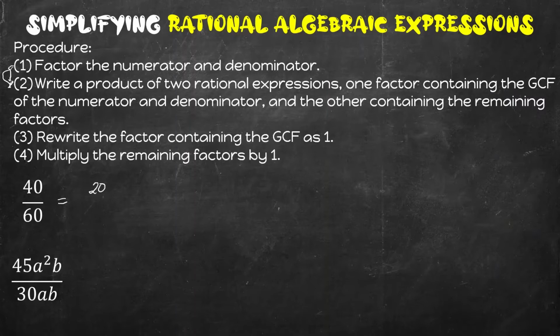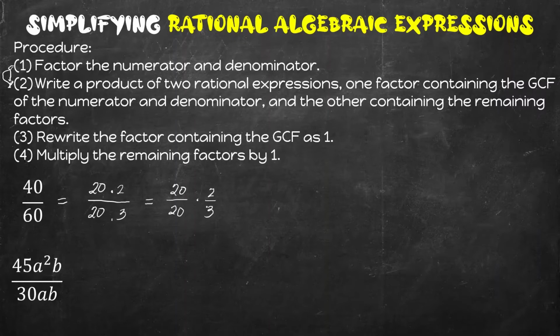What is 40 divided by 20? We have 2. So 20 times 2. Ayan. And then si 60 naman, may factor din siya na 20. 60 divided by 20 is 3. Okay. And then, we are going to write them as 1. So, 20 over 20 times 2/3.